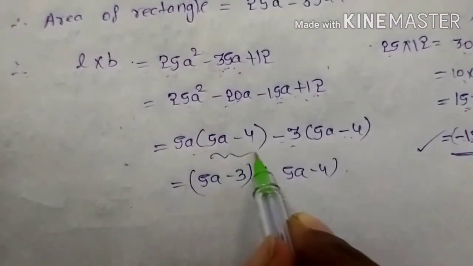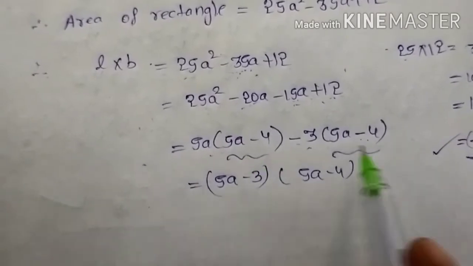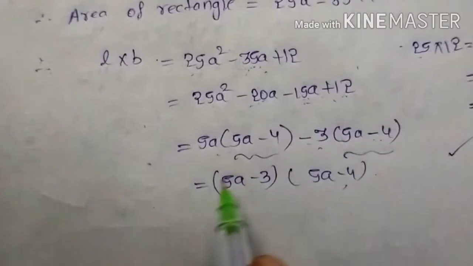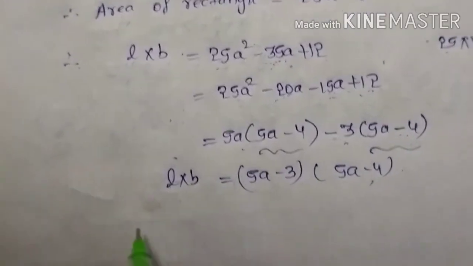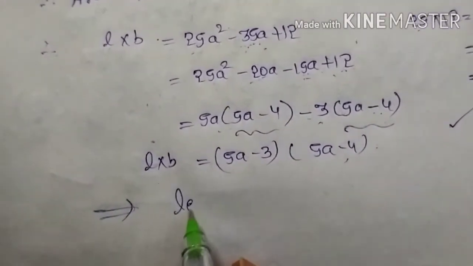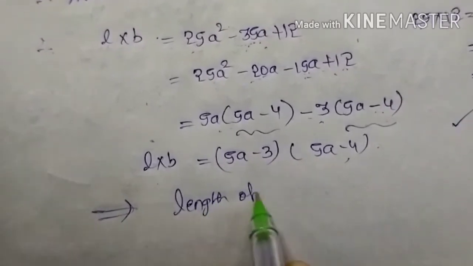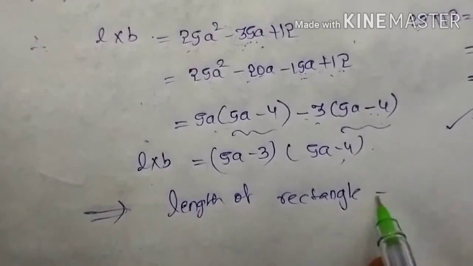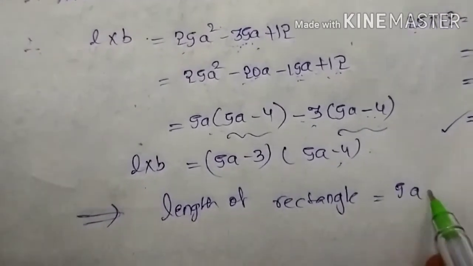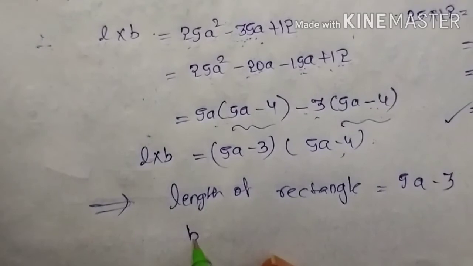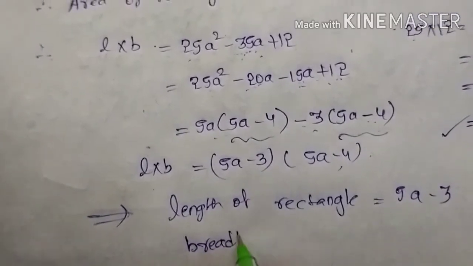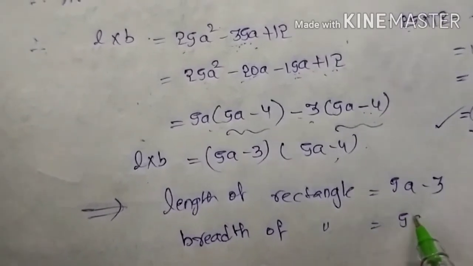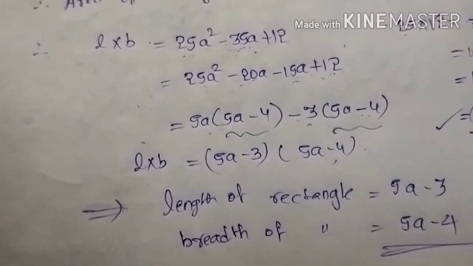Why? Because see, here both are having common factor 5a minus 4. So that I am writing here 5a minus 4 here. The remaining should be 5a minus 3. That means you can write here length into width. That means you can write here the length of rectangle is equal to 5a minus 3, breadth of rectangle is equal to 5a minus 4. This is your answer.